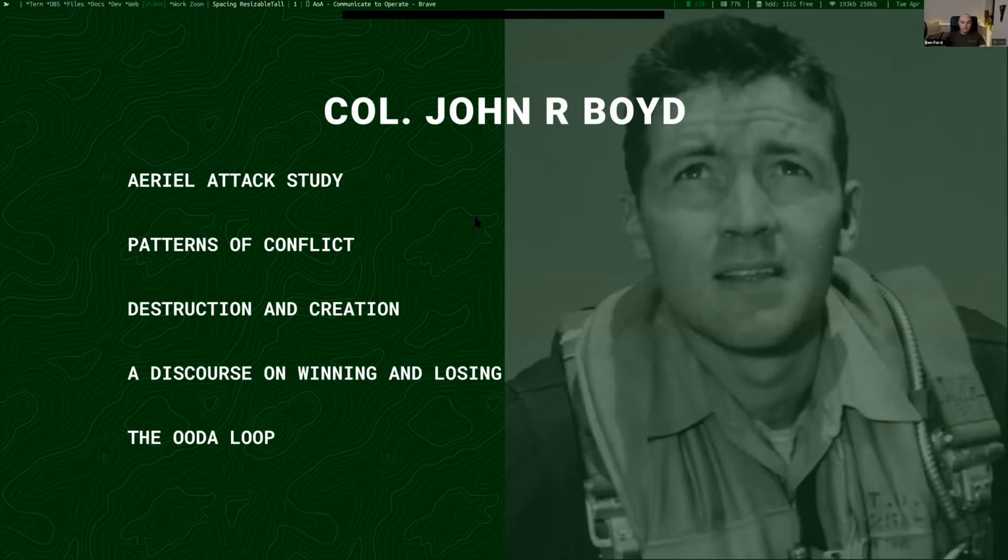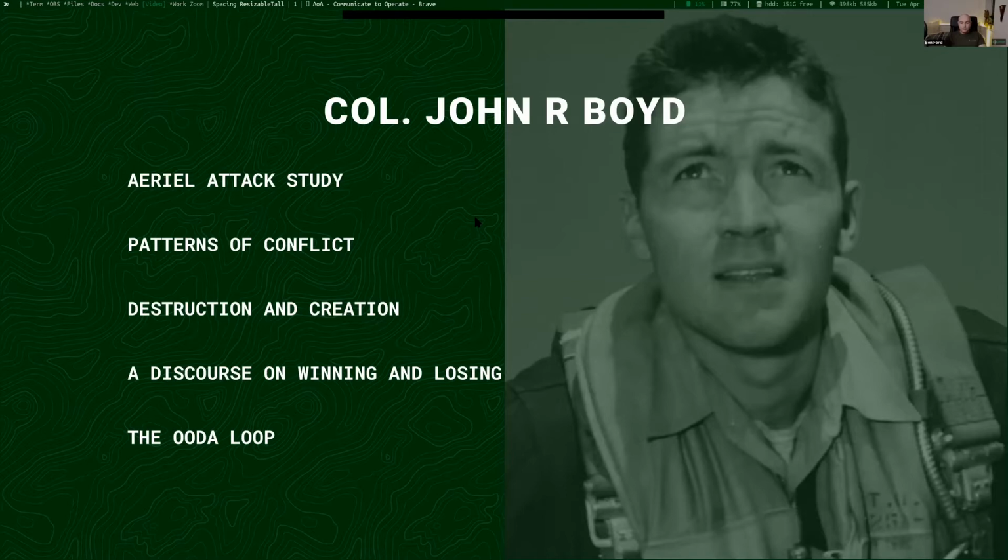Destruction and creation in particular is my favorite. It's a tiny little six-page paper about, well, it's about cognition in my view. Much of the research that's being done on cognition now still bears remarkable resemblance to this little paper that Boyd wrote in 1976, which is amazing.